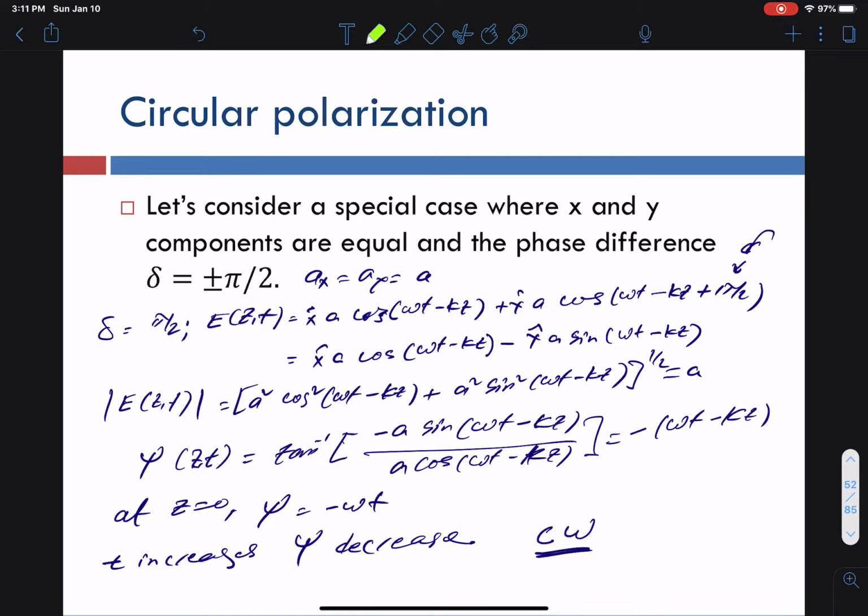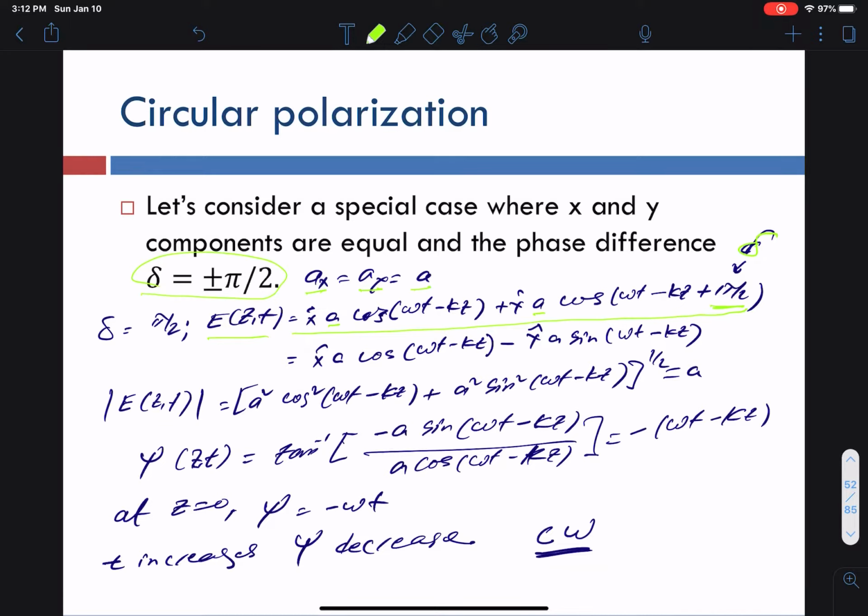So as you know, this is the time domain signal of electrical propagation right here. The only difference is that my delta now is positive pi over 2. So delta could be positive pi over 2 or negative pi over 2. And ax is equal to ay, and that is equal to a. That's the assumption here, so that ax and ay become a over here, and your delta becomes pi over 2.